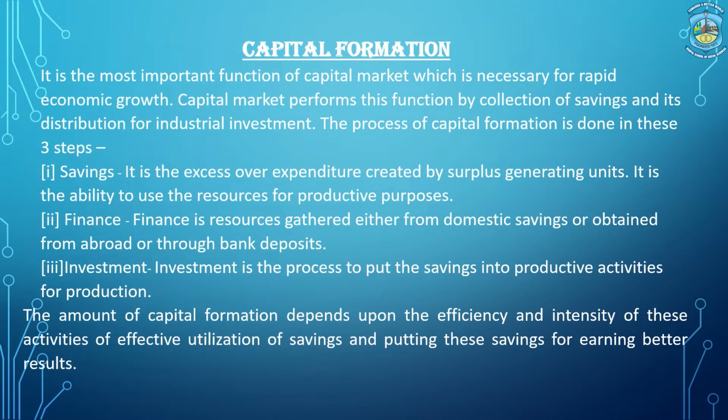Then we come to the most important thing, capital formation. Now, how does capital formation take place? Capital formation is done in 3 steps. The first step is savings, second is finance and the third is investment. Savings can be defined as excess over expenditure created by the surplus generating units. When you have more revenue over expenditure, we can say savings takes place. Then finance is the resources gathered from domestic sources as well as from abroad, and investment is the process to put the savings into productive activities. So, these are the 3 steps with the help of which capital formation takes place.